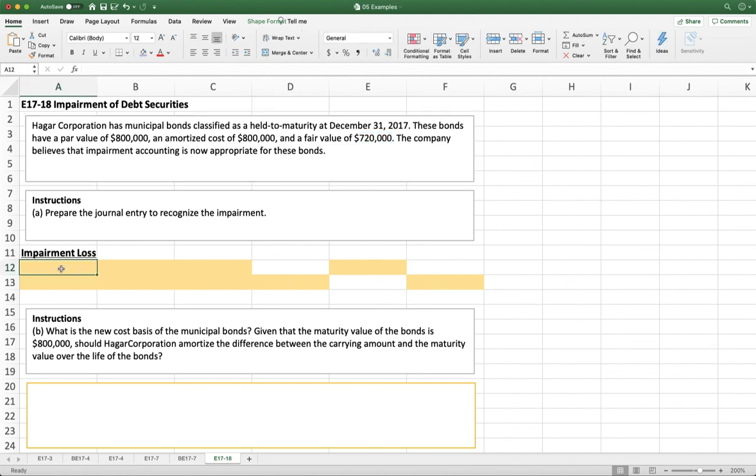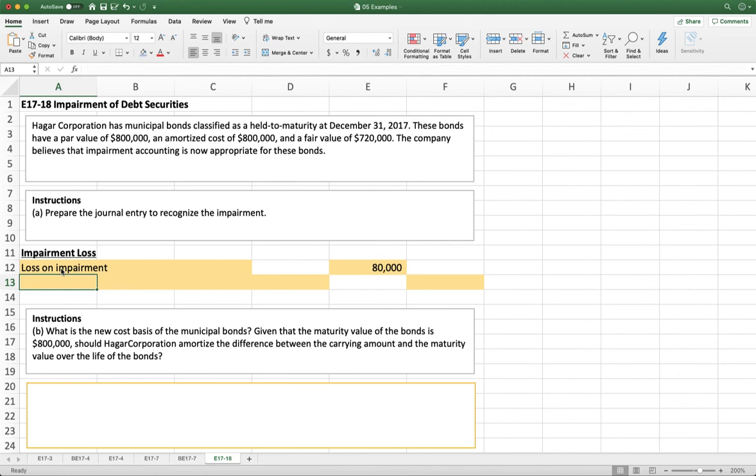So the journal entry to recognize the impairment. The debit is always going to be a loss on impairment. As soon as we know we have an impairment, we're going to take a hit to our income statement for the amount of the impairment. Now, we're going to impair it down to its fair value. So our amortized cost is the amount that it's on our balance sheet for right now. That's $800,000. We think it should only be on our balance sheet for $720,000. So we're going to write it down $80,000.